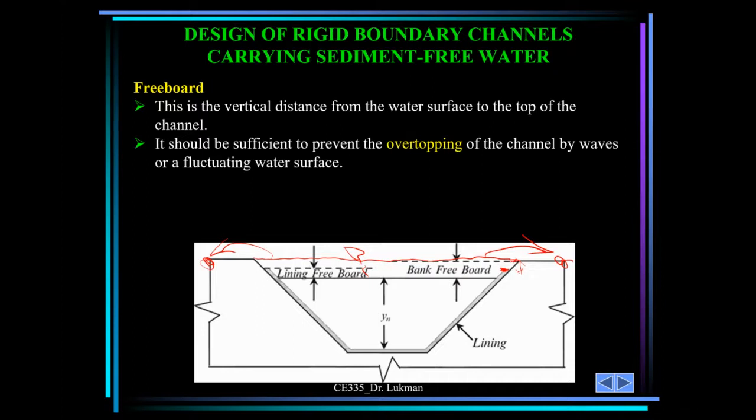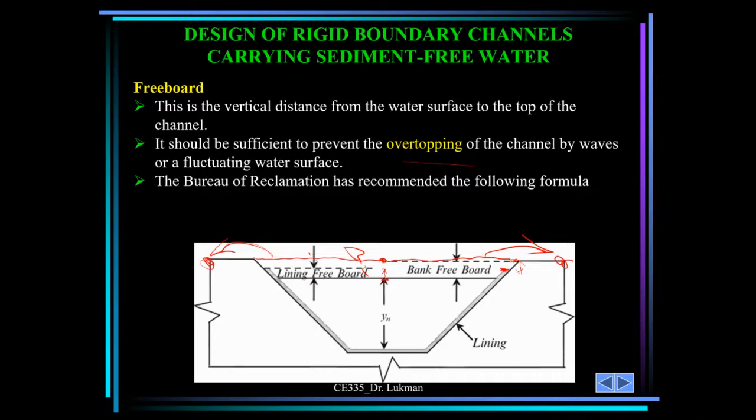So that's why you provide some factor of safety. This is the normal depth of flow, and then there is some allowance in case the flow rate increases. There is some allowance to avoid spilling over of the water from the channel to adjacent sites. This will be sufficient to prevent overtopping of the channel by waves or a fluctuating water surface.